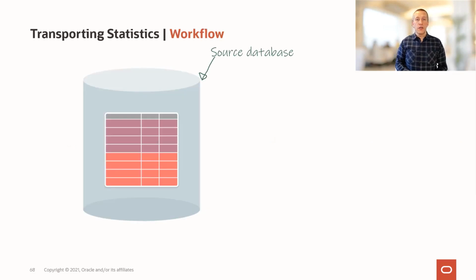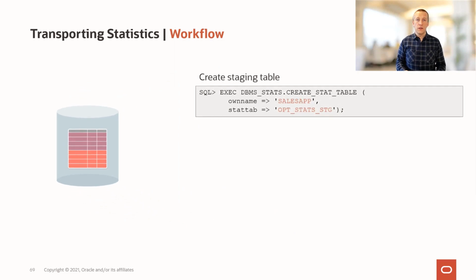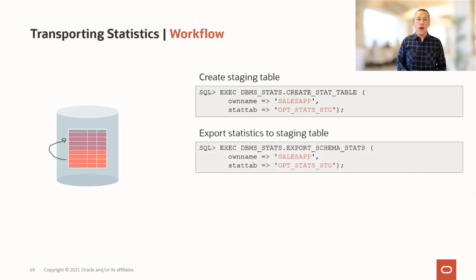So how does it work? In your source database, we have the data dictionary, and then we have our user data. And in this example, it's stored in a schema called SALES_APP. The optimizer statistics are stored in the data dictionary. Next, to transport the statistics, first we create a staging table in our SALES_APP schema. Now we can export statistics from the data dictionary in a binary format into a transportable format in the staging table in our SALES_APP schema.